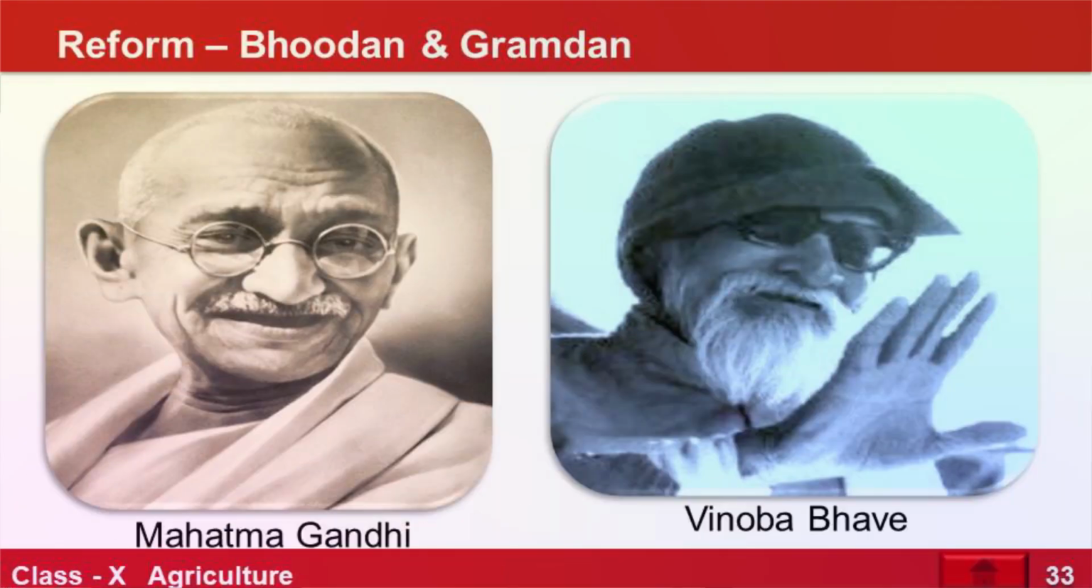Apart from this, there is one paragraph, Bhudan and Gramdan, in gray outline. Bhudan and Gramdan. See, I have just discussed the Zamindari Pratha. The Zamindari Pratha was not adopted by all the states properly. A few states did not recognize it. So to counter this, there were many social reformists working in this particular area. One of them is Vinoba Bhave.